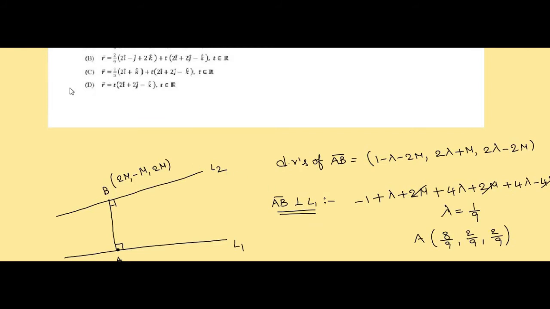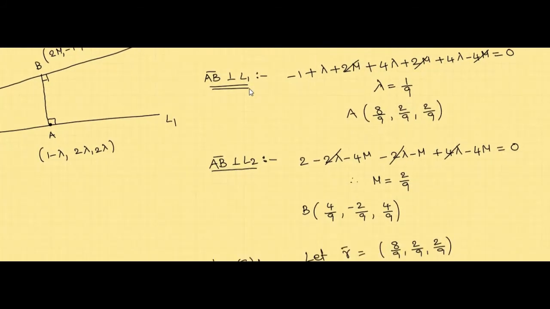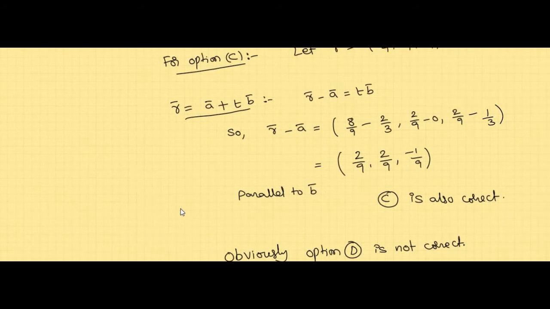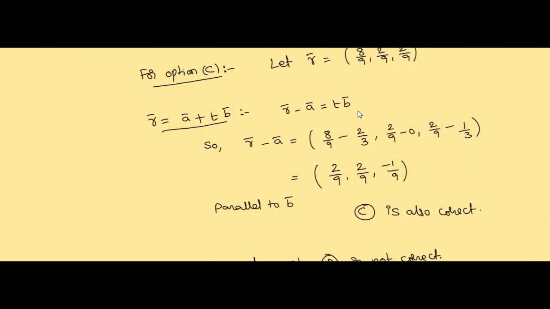Let us substitute A in this equation. If this R bar minus A bar is parallel to T times B bar, then it would be the right answer. So I substitute R bar is equal to A. R bar minus A bar is equal to T B bar.